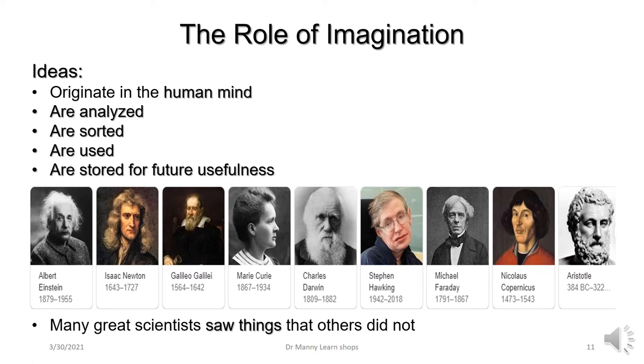Then you've got our most recent, Stephen Hawking, who was first to set out a theory of cosmology and explained the union of general theory of relativity and quantum mechanics. I don't understand it. He was a vigorous supporter of many interpretations of quantum mechanics. He was a scientist. These scientists saw things and did things that others did not.